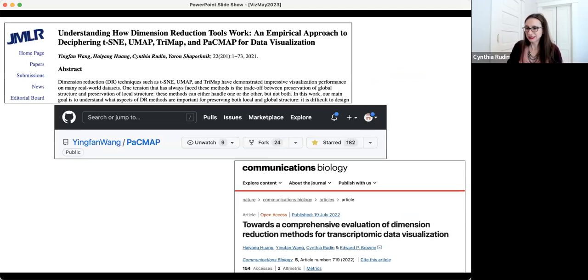And so what I have here are just the papers. This is the PacMAP paper. This is the GitHub repo. It actually has 260 plus GitHub stars right now. This is a slightly old slide. And then here's the paper that we wrote on evaluating dimension reduction methods. All right, thank you very much.